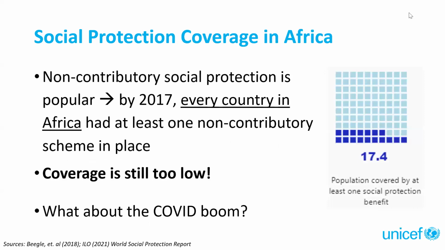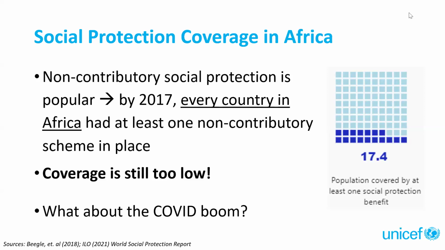Now, just a quick reminder for everyone, social protection coverage in Africa writ large is still quite low. While it is very popular, and by 2017 every country in Africa did indeed have at least one non-contributory scheme in place, less than 20% of the population is currently covered by one social protection benefit. And that information is coming from ILO's wonderful social protection report that they put out.